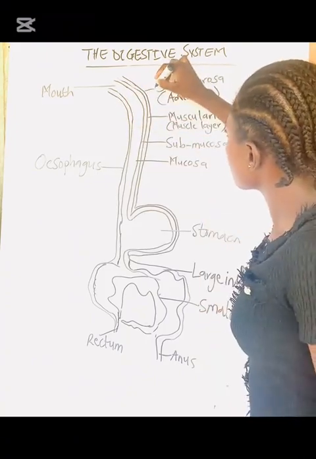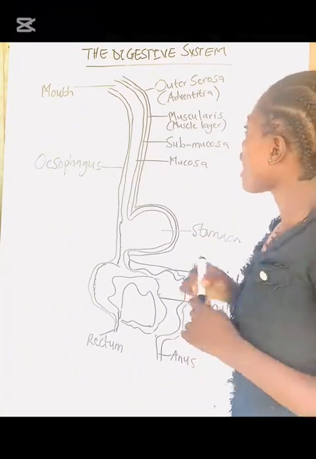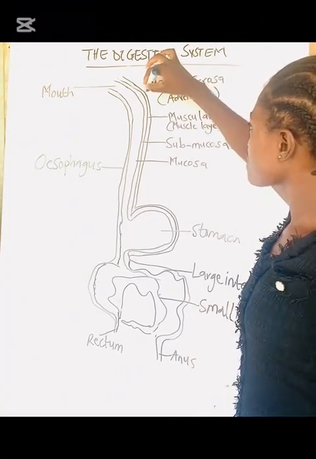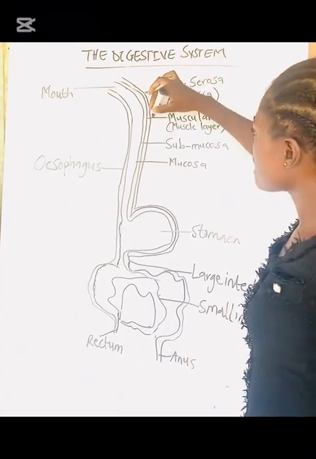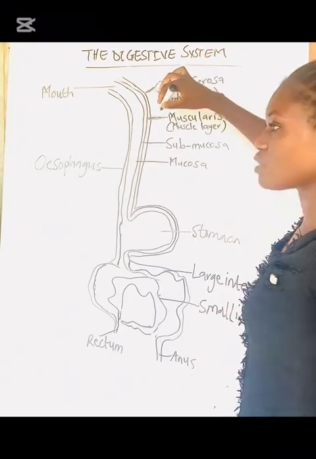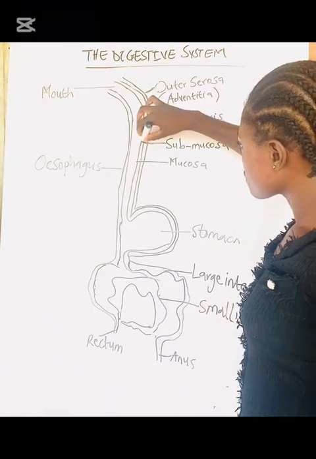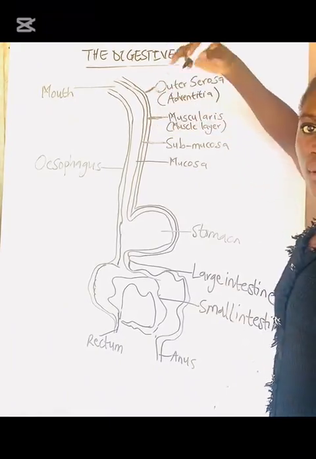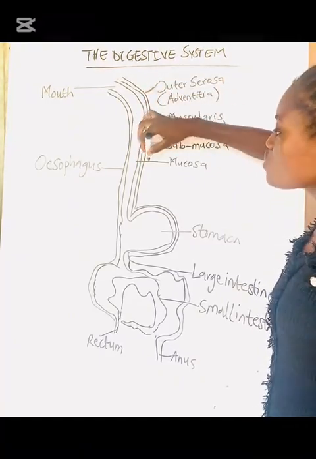So this arrow is pointing the outer serosa. The outside of the tube or the alimentary canal is the outer serosa. The next layer is the muscularis or the muscle layer. Then the following layer is the submucosa. Submucosa, as the name goes, sub, it means that it is beneath the mucosa itself. Then we have the mucosa itself.